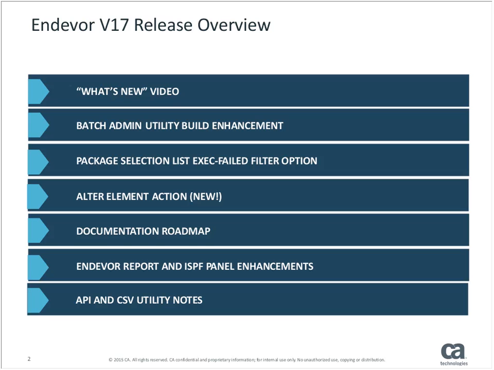I'm going to talk a little bit about the documentation roadmap. When we gave this presentation in January, we had somebody from that team present these slides, but I'm going to try to do that today. And then just a few notes about the Endevor report and ISPF panel enhancements, and then some final notes about the API and CSV utility changes. There are some minor changes there that we'd like to make you aware of.